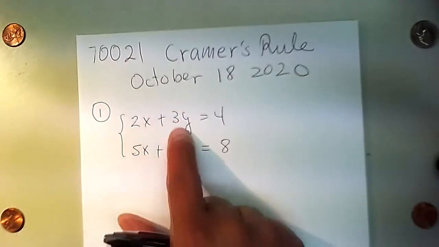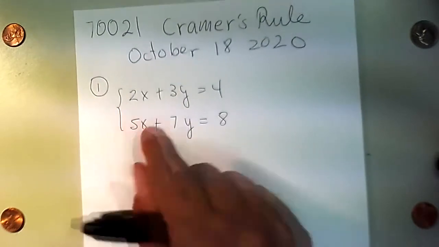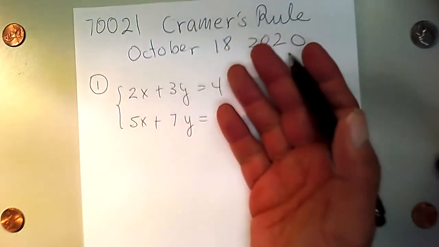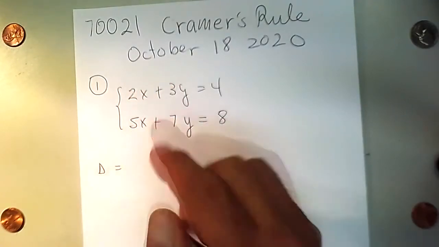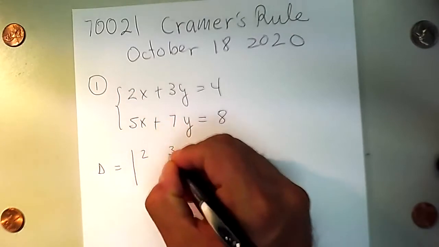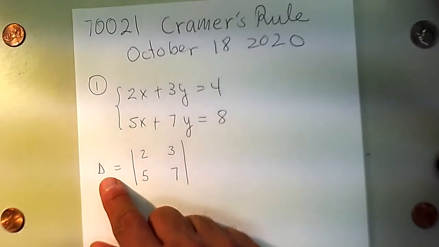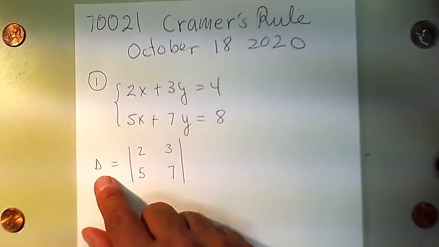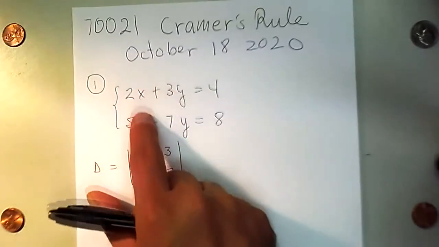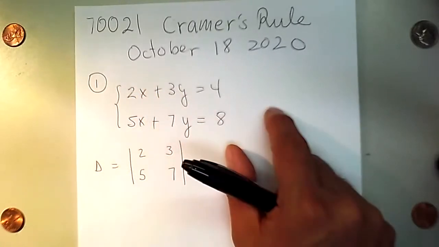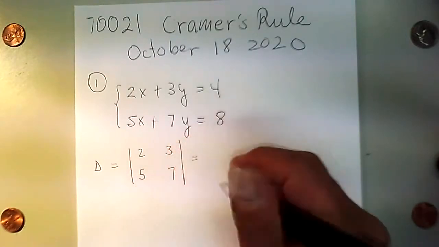So first we find the determinant of the system, which is just the coefficients without the constants. And there are many notations for this. I'm going to use delta for the determinant of the system, which in this case is going to be 2, 3, 5, 7. Now, there are other notations. This is the one I learned way back in the, I don't know, 80s or so. But there's other notation. Some people will say the determinant of the matrix A, which is the main determinant of the coefficients of the system. So we find this, and it is 14 minus 15, or negative 1.